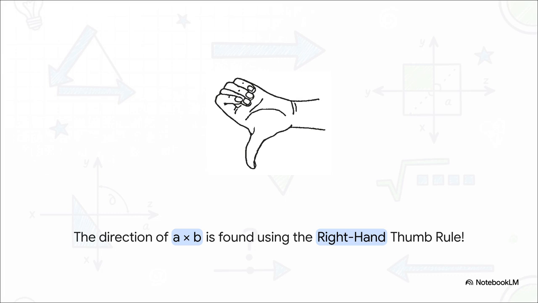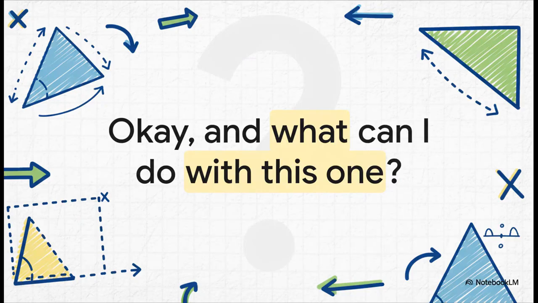For that, we use the right-hand thumb rule. It's so cool. Just point the fingers of your right hand along the first vector, A. Then curl them towards the second vector, B. Whichever way your thumb is pointing, that's the direction of your new vector, A cross B. Go on, try it right now with your hand. It actually works.